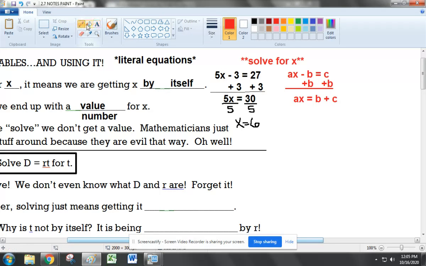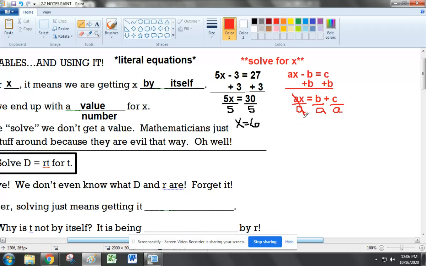And that is the first step that really starts throwing people for a loop. You get 27 plus 3. Oh, that's 30, of course. But when you get something like c plus b or b plus c, sometimes it doesn't make quite as much sense. Anyway, once you get there, just like we divided both sides by 5, we're going to divide everything by a.